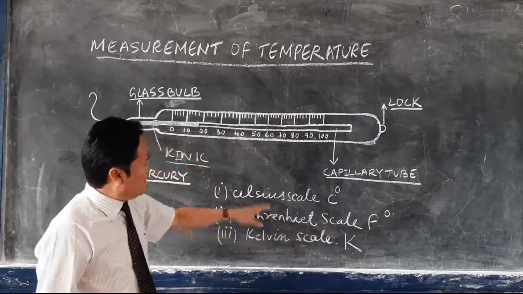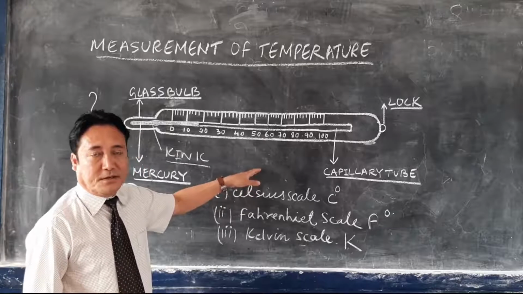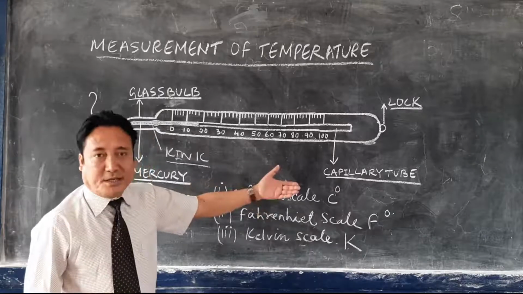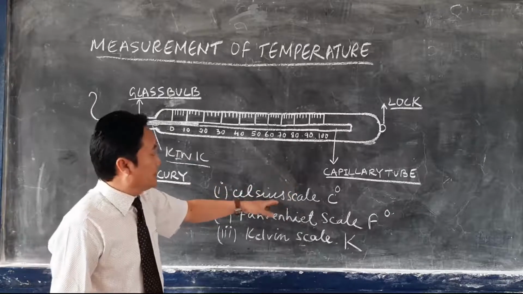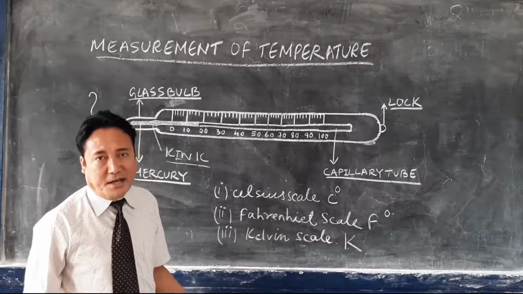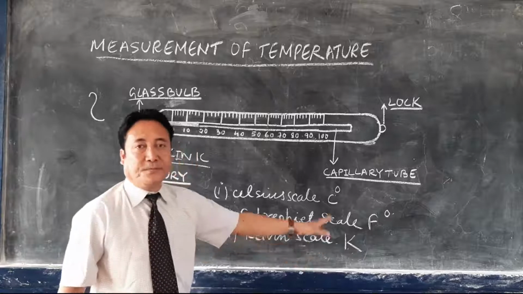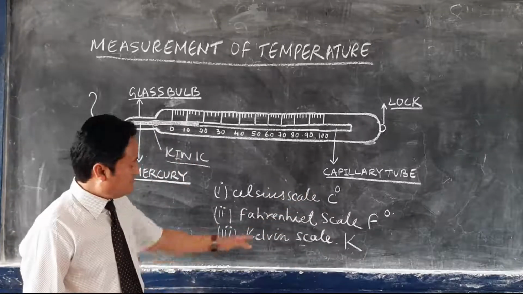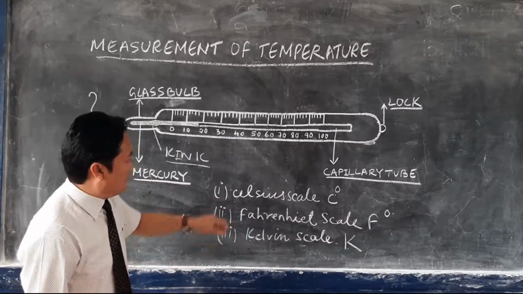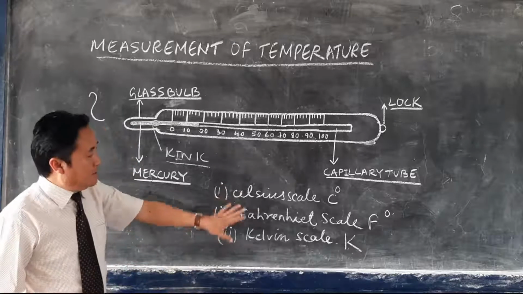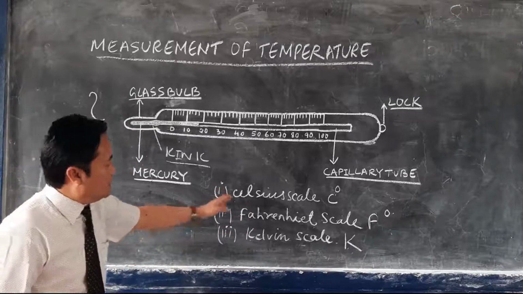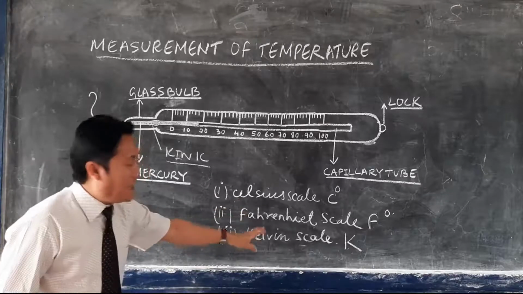But apart from that, mostly the temperature can be measured in the Celsius scale as well as in the Fahrenheit scale. Rarely we use the Kelvin scale, though the SI unit of temperature is Kelvin. Now the other point is there, after the Celsius scale, Fahrenheit scale, and the Kelvin scale.